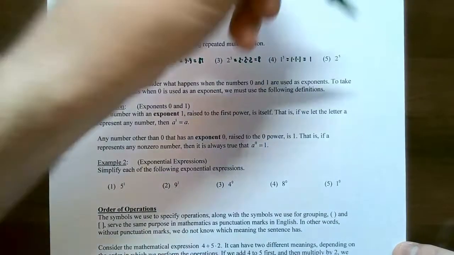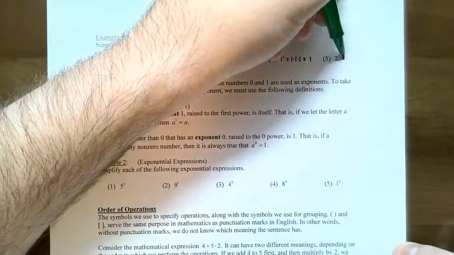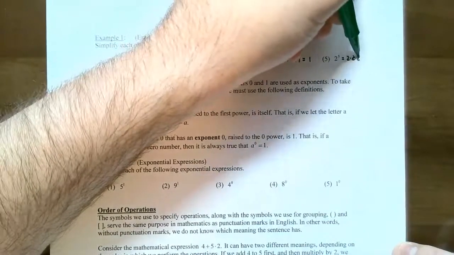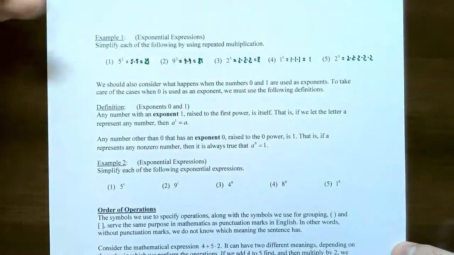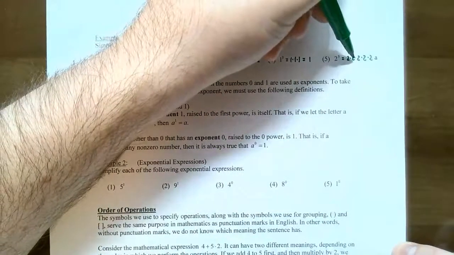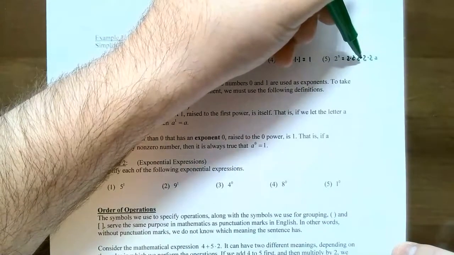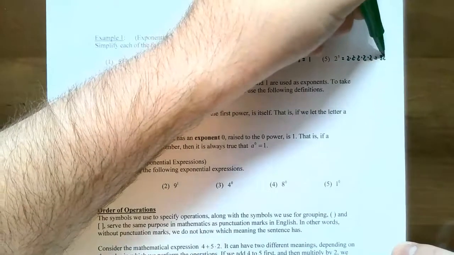And then the last one, you have base 2 raised to the 5th power. That means 2 times 2 times 2 times 2 times 2. You have 5 factors of 2 multiplied together. And if you do this from left to right, 2 times 2 is 4. 4 times 2 is 8. 8 times 2 is 16. 16 times 2 is 32.